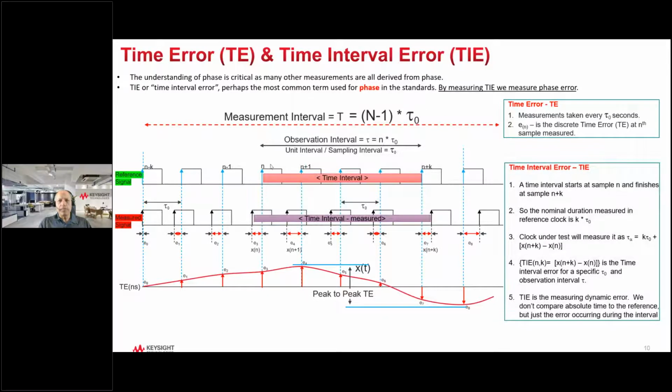When we talk about time interval error, what we're doing is looking at an observation interval, and we're comparing the time taken for that observation interval in the reference signal versus going through the same number of, I'll call it, edges in a measured signal. And this measurement, of course, depends on the observation interval, which is defined as tau. And tau is used to measure the dynamic time error. We don't compare the absolute time to reference time, but just the error occurring during the interval.